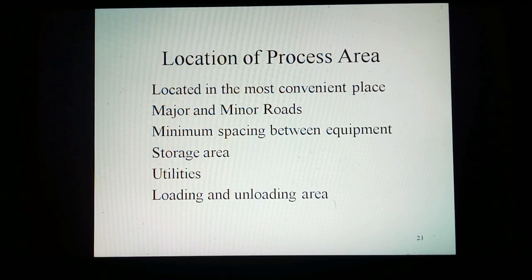The process area shall be located in the most convenient place for operating the process unit. The units shall be separated by roads. Major roads shall have minimum width of 10 meters, with maximum length of 400 meters. The minor roads shall have minimum width of 6 meters. Minor roads shall not be in an area classified as Zone 0 or 1.